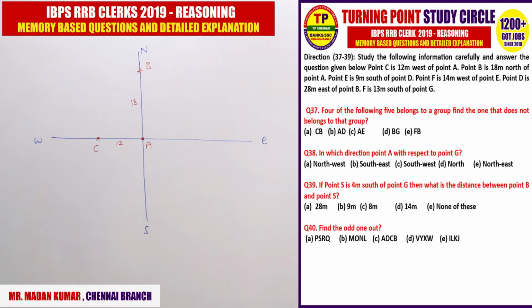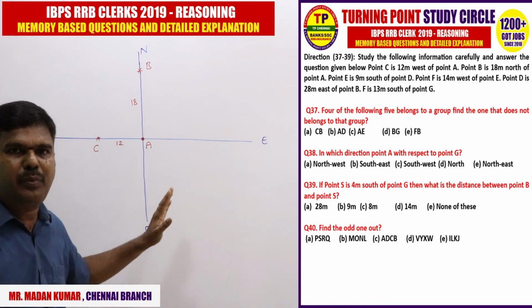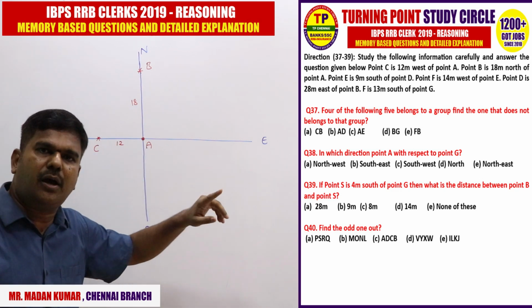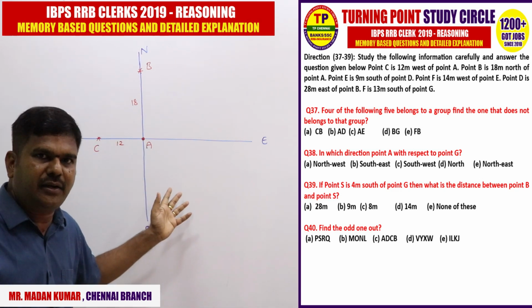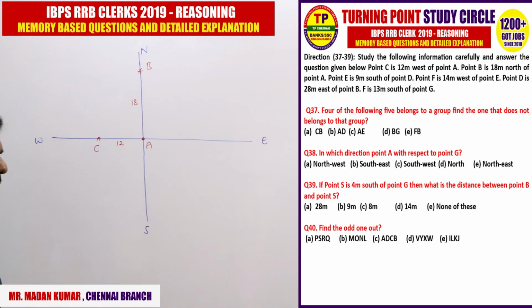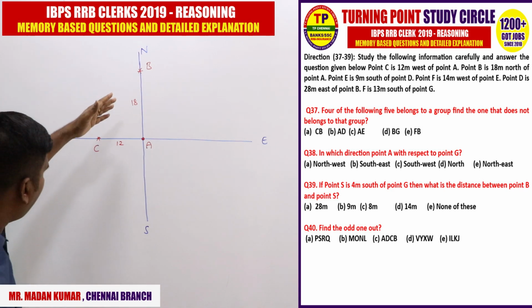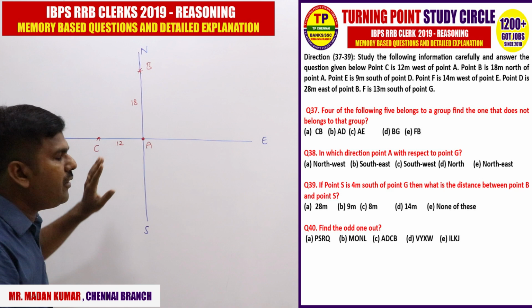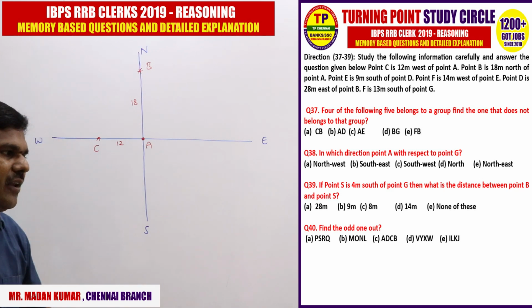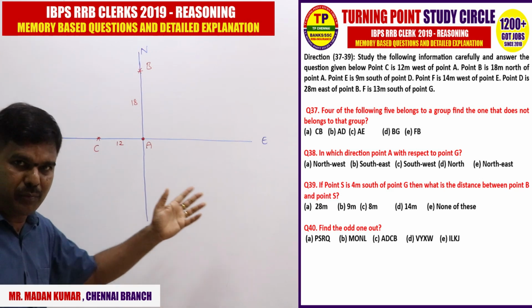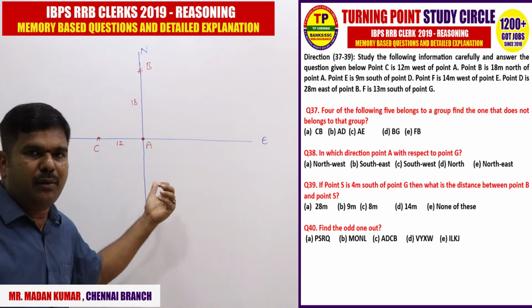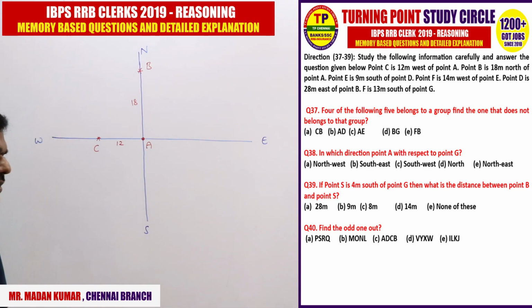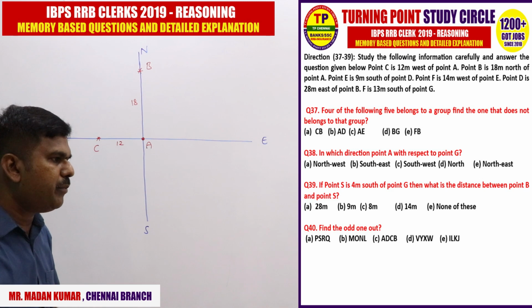What is the next one being given? Point E is 9 meters south of point D. E and D, nowhere it is being mentioned. Just keep it aside. We will come to that one later. There is no connecting term at all. What is the next one being given? Point F is 14 meters to the west of point E. Again, nowhere it is being given. F and E relating to that one, no information being provided. See if any connecting information is being given, or else we can merge it later. What is the last statement being given?